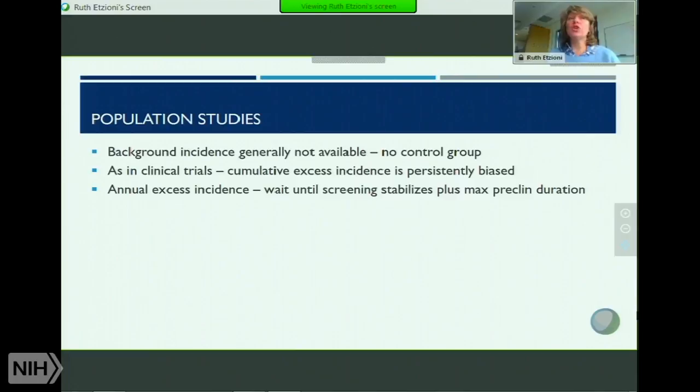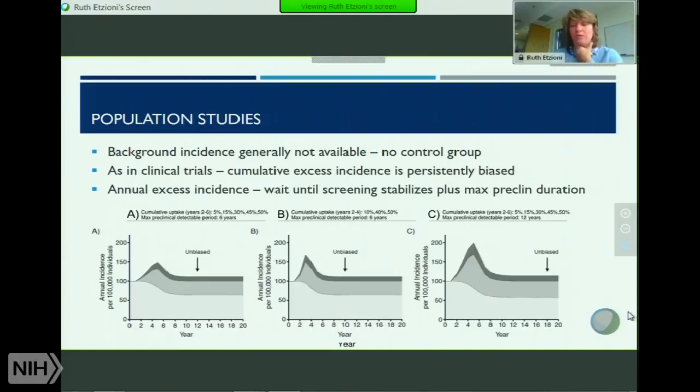So first of all, the cumulative excess incidence estimate will be persistently biased, and for the annual excess incidence, it will ultimately become unbiased, but we have to wait until screening stabilizes, plus the maximum preclinical duration. And here I'm showing you results from 3 population settings. In the first 2, we have the 6-year maximum preclinical detectable period, and in the second, in C, we have a 12-year maximum preclinical detectable period.